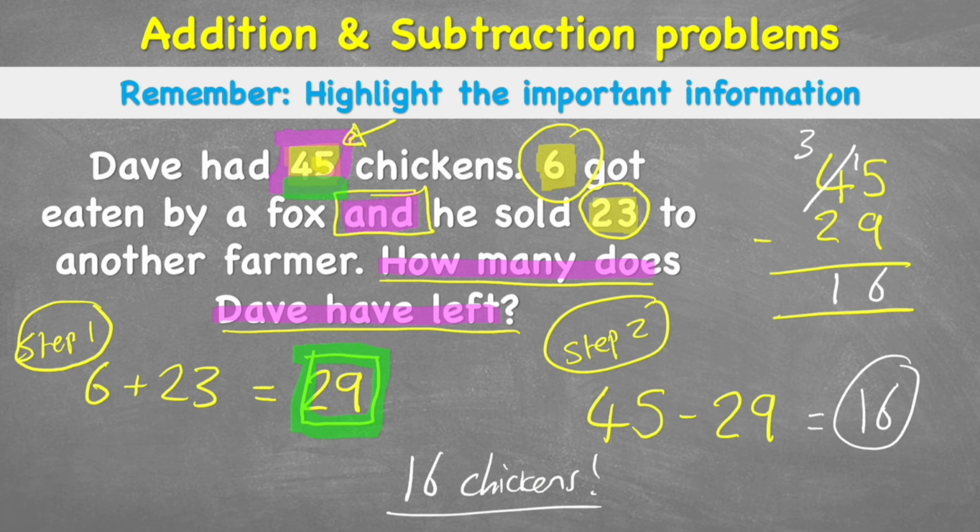And this is called a two-step problem because we have to do this first part to work out how many chickens actually were taken away, and then we have to do the second part, which was to calculate the original total of 45, subtract the number that were taken away, 29. This is a really serious sort of word problem. If you can do that, you are pretty awesome.